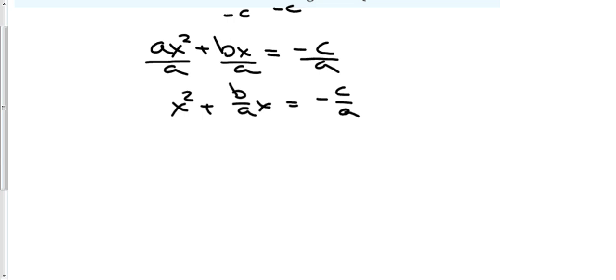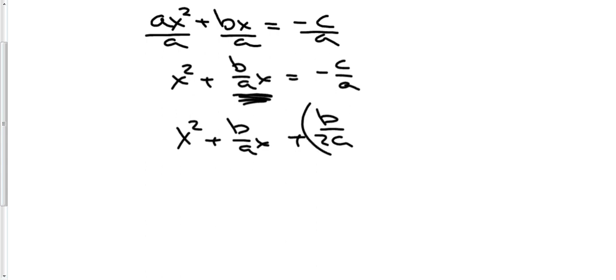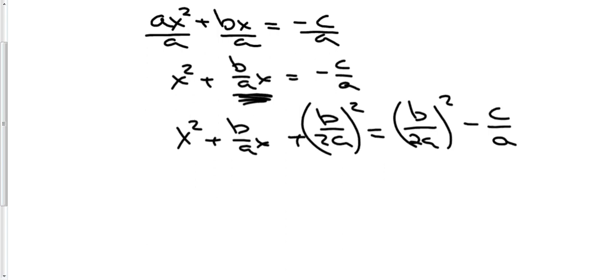Next, I'm going to actually complete the square. In order to do that, I need to look at the middle term, and I need to divide it by 2 and square it. So x squared plus b over a x, and then I'm going to take that middle term, divide it by 2 and square it. Okay, and now I've added an extra term to the left-hand side, so I'm going to do the same thing. I'm going to add it to the right-hand side as well.